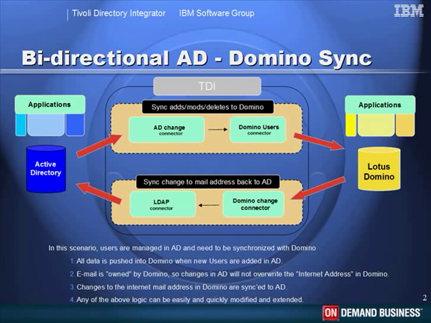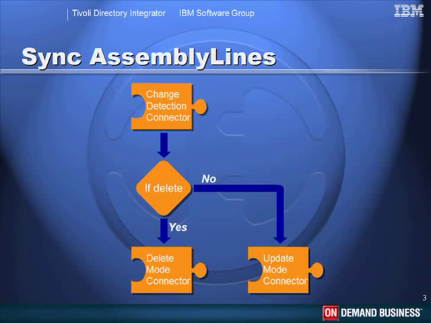Now, both of these assembly lines have very similar logic. They start off with the change detection component. We then have a branch to determine whether this is a delete operation. If it is, we then go on to delete handling. If it's not, we can use update mode in a connector, because update mode will both add a new entry if it doesn't find it already, or it will update the contents of one if it does.